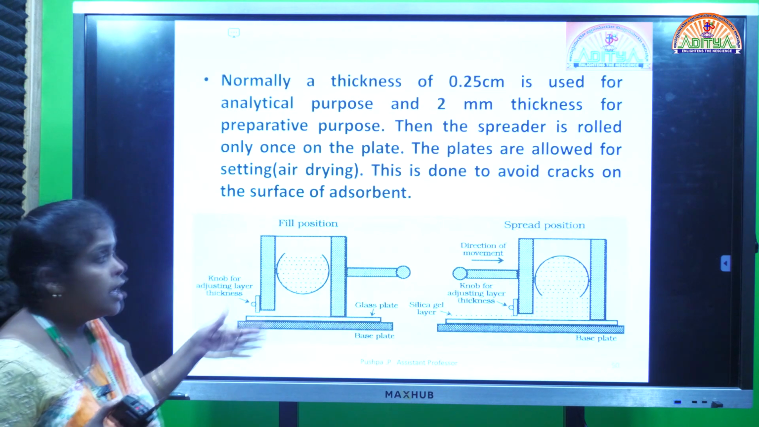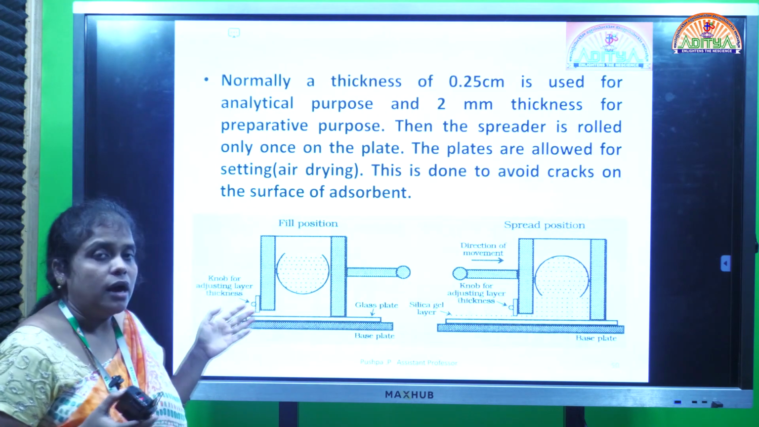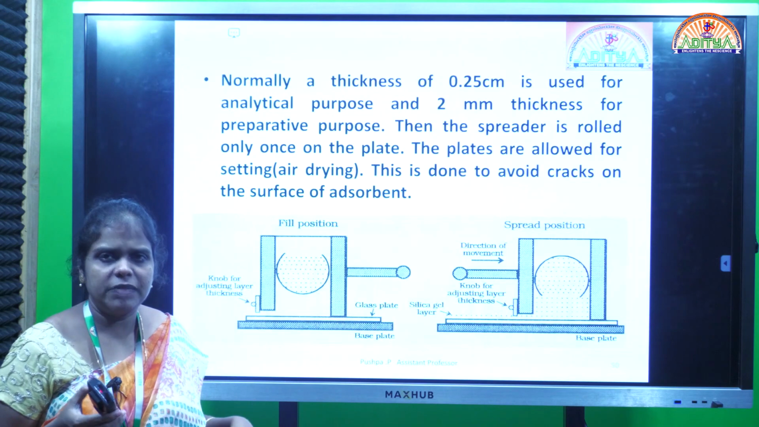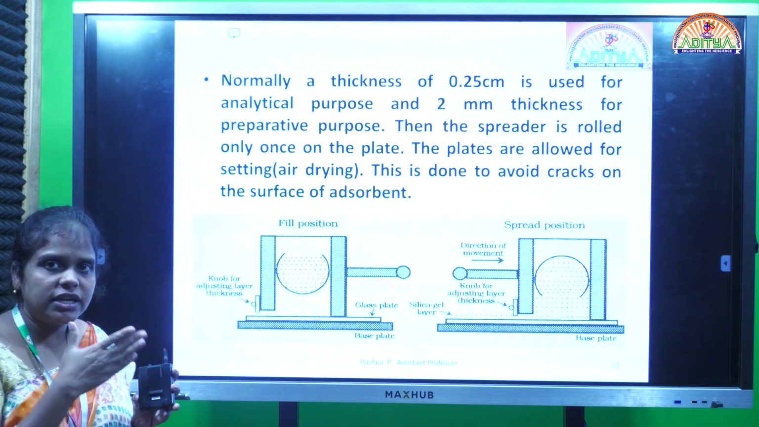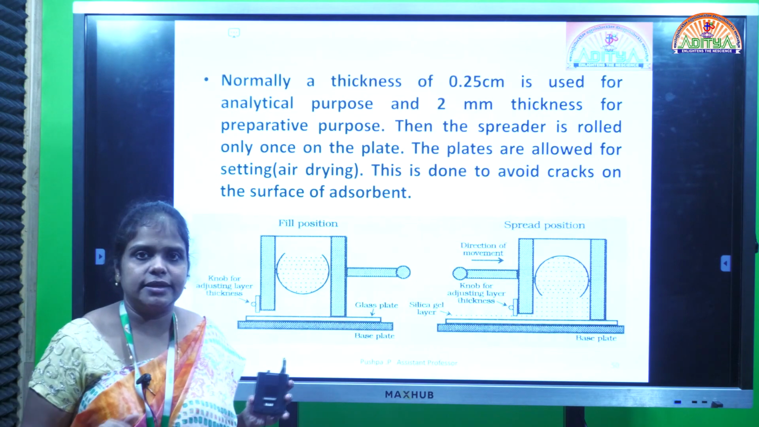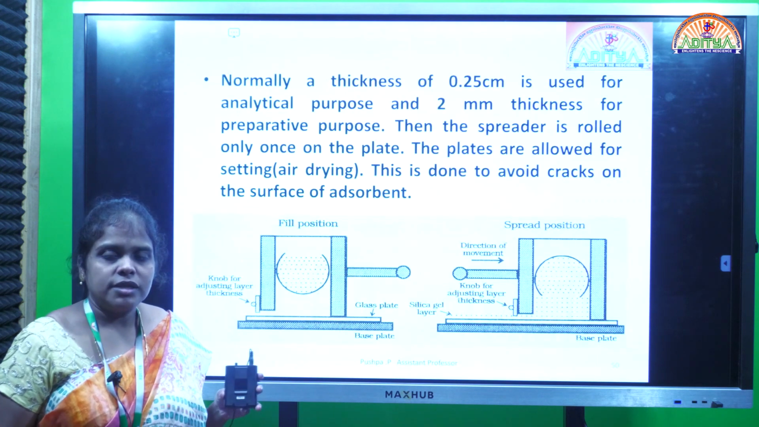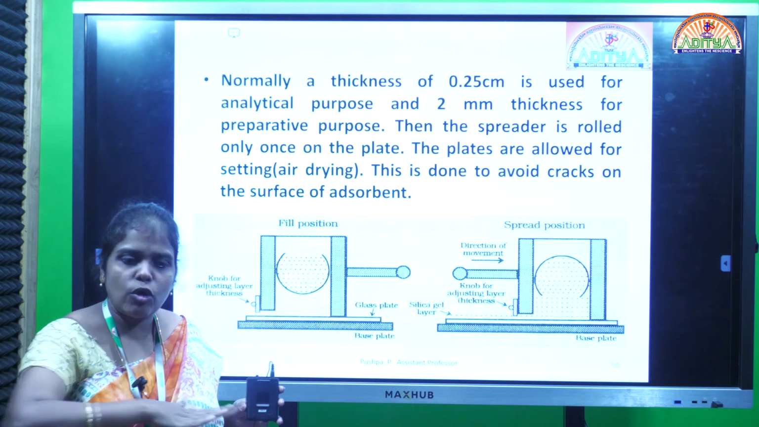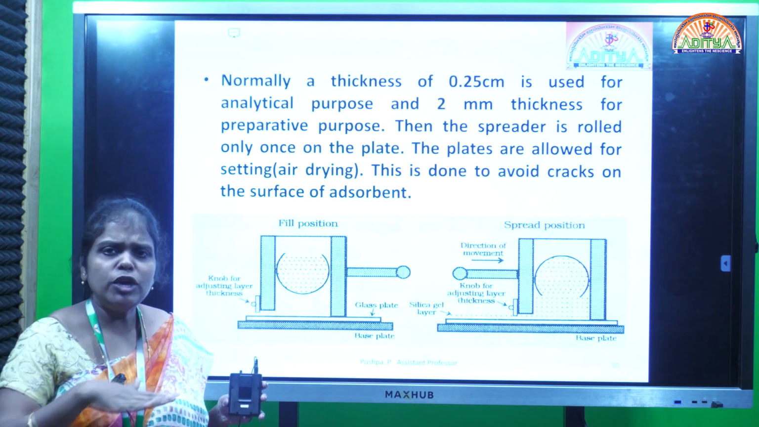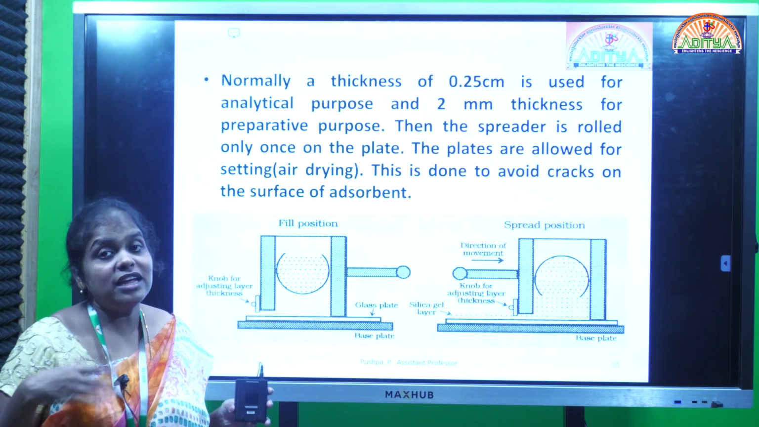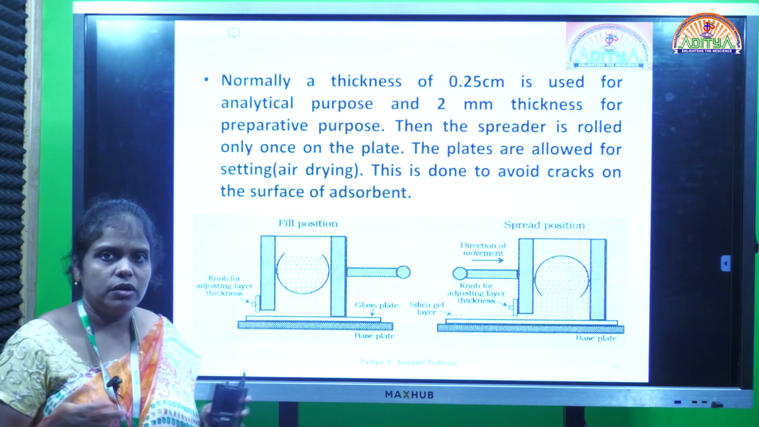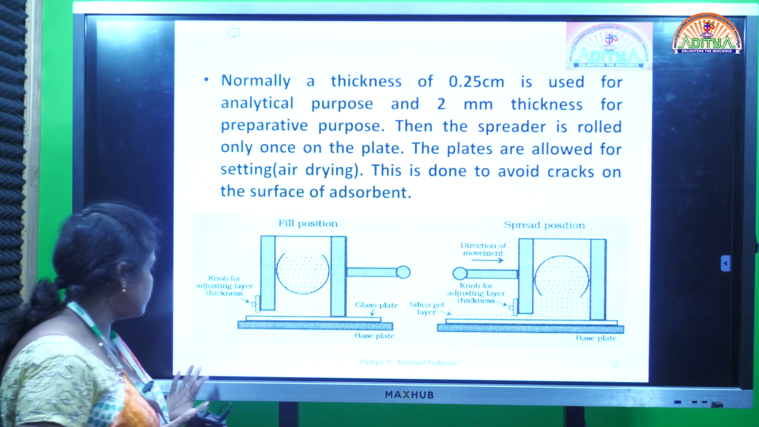And also, because the plates have uniform thickness, uniform drying will also happen, because after applying the slurry on the TLC plate, we have to dry it by keeping it in the oven. Because of the uniform thickness over the whole plate, there will be uniform drying, and there will be good separation of the components finally. Okay, that is the main advantage of spreading.